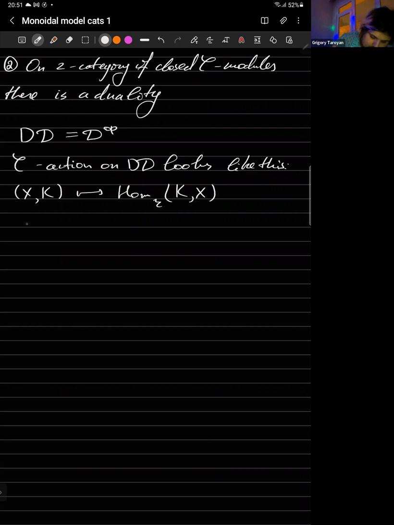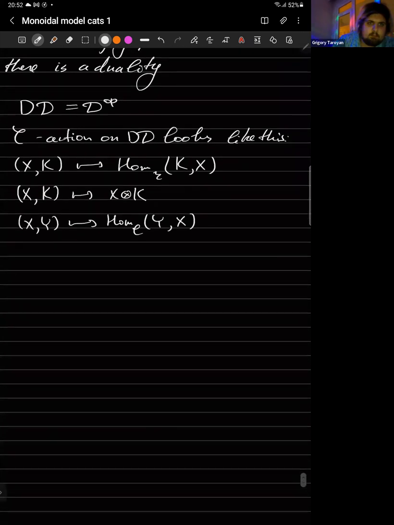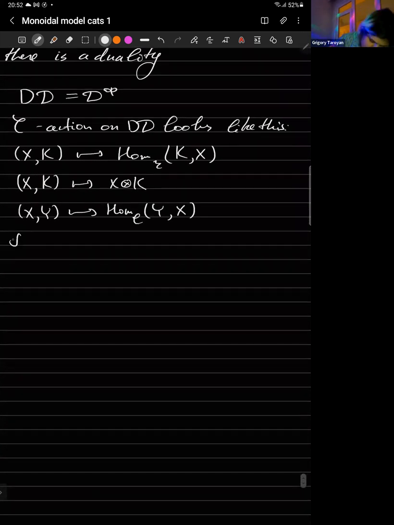And so the closed structure is given by the following. So x k is mapped to x times k, and x y is mapped to left Hom from y to x. So associativity in D in the dual model corresponds to the isomorphism.